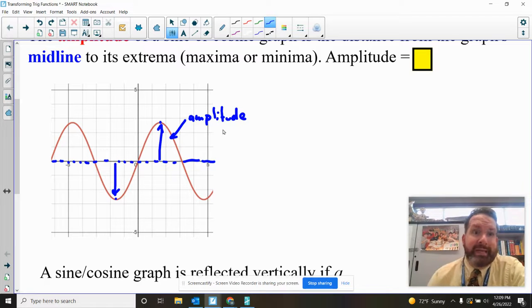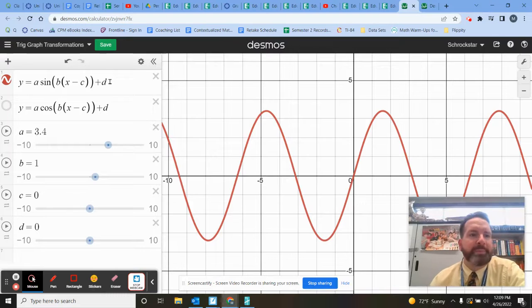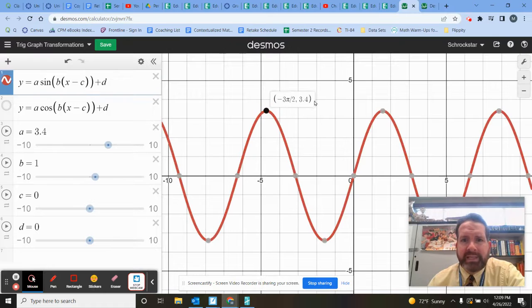The question is, how do you figure out what the amplitude is? Let's head back to the Desmos here for a moment. So right now I've got my A as the number 3.4. If I click on here, I can see that on my graph, the highest it goes is positive 3.4. The lowest it goes is negative 3.4. That means the amplitude, distance from 0 to the top or 0 to the bottom, is 3.4. That was the value of A. I wonder if that's a coincidence.